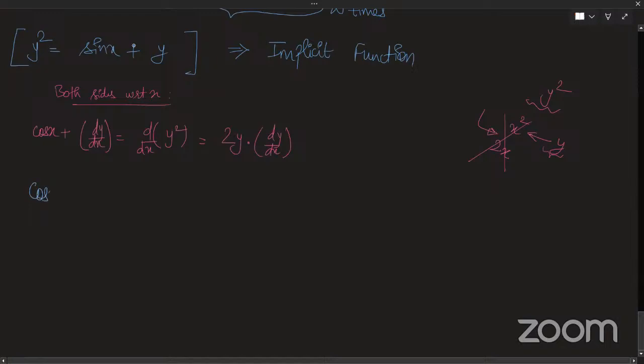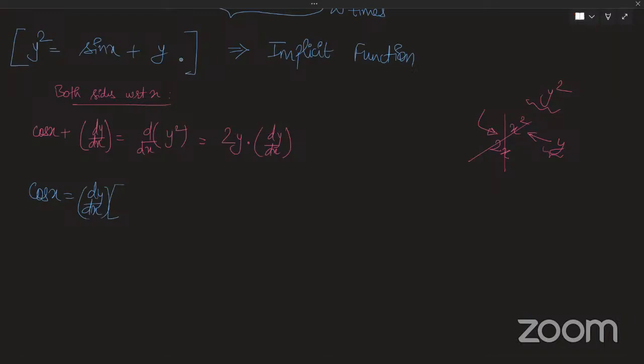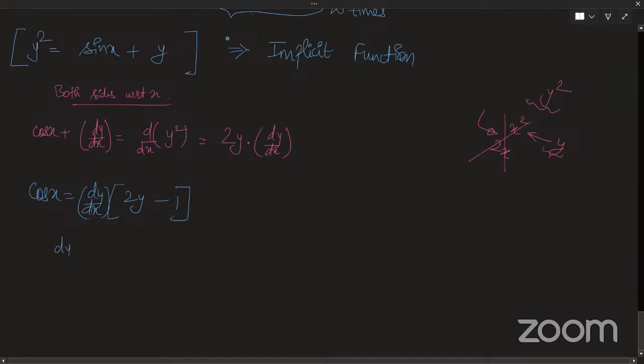So you can just take your dy by dx to one side. Dy by dx into what will it be? Tell me, what will this thing become? I can just take dy by dx this side, so it will become 2y minus 1, right? So your value of dy by dx is cos x divided by 2y minus 1. Fine.